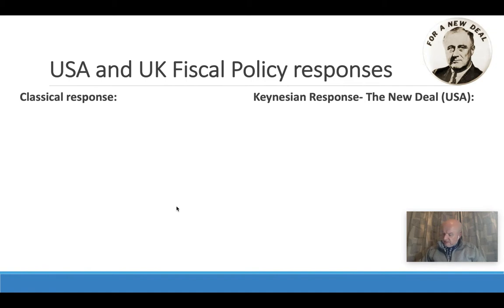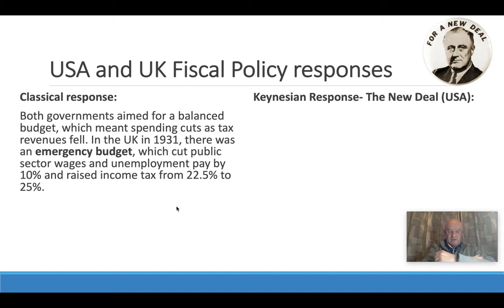So on page 18, there is a table starting at the bottom of the page, looking at policy responses to the Great Depression. So it breaks down fiscal policies, some classical responses to these sorts of scenarios, but also looks at the Keynesian response, which was the New Deal that happened in the US. And the difference was that in the first instance, both governments aimed for a balanced budget. So that clearly was a fairly major objective, trying to maintain a balanced budget.